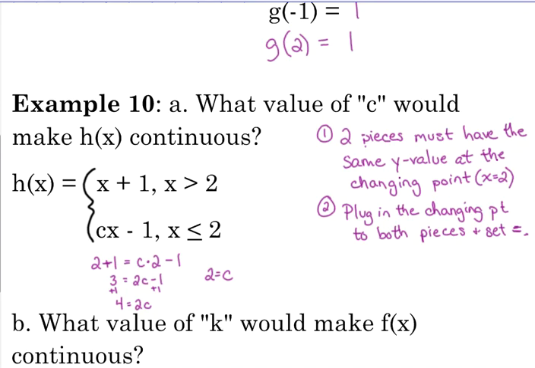Check it real quick. When x is 2 and c is 2, 2 times 2 minus 1 is 3. That was what our top piece is equal to when x is 2. 2 plus 1 is 3. So both of them equal the same y value. They both equal 3 at the changing point of 2.